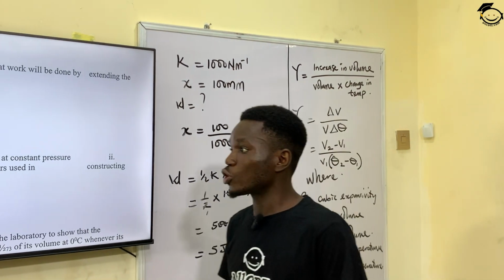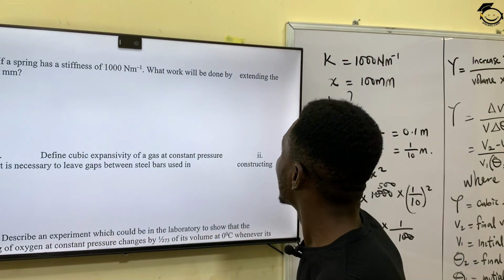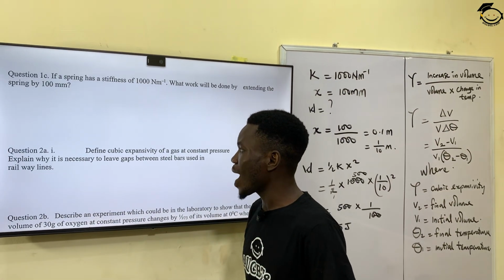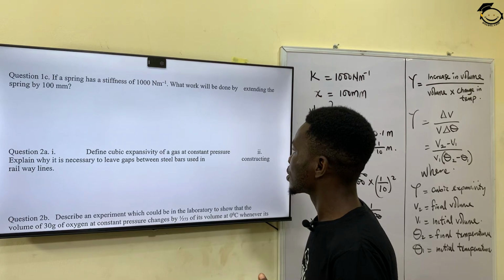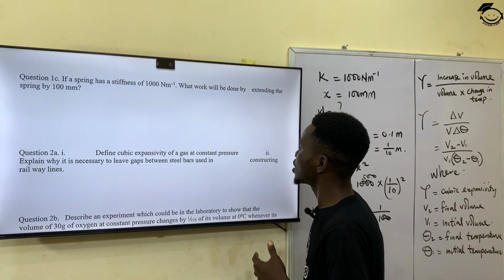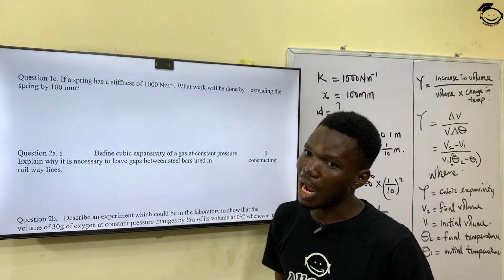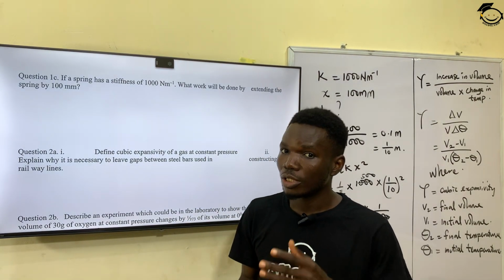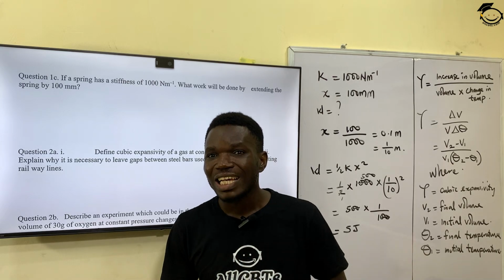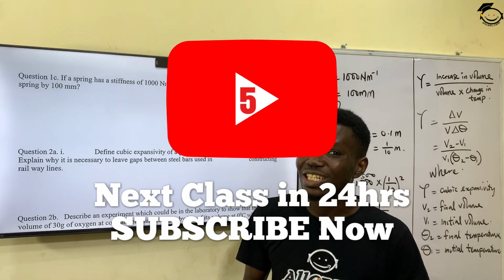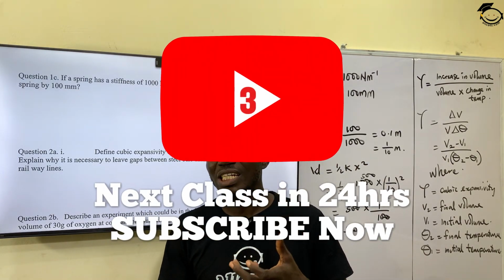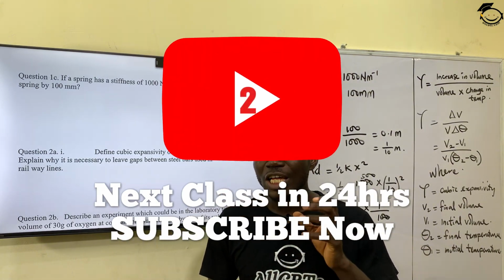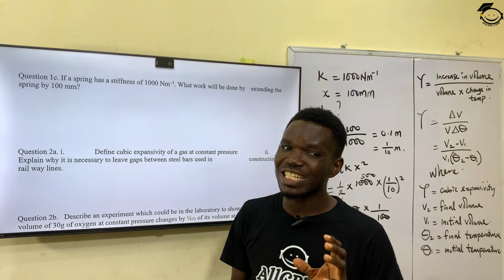So that takes us to question number 2AII. 2AII says, explain why it is necessary to leave gaps between steel bars used in constructing railway lines. Now, the reason why there are usually gaps when constructing railway lines within the steel bars is due to expansion. The gap there is left for expansion of the bars. So there is usually expansion when there is increase in temperature.